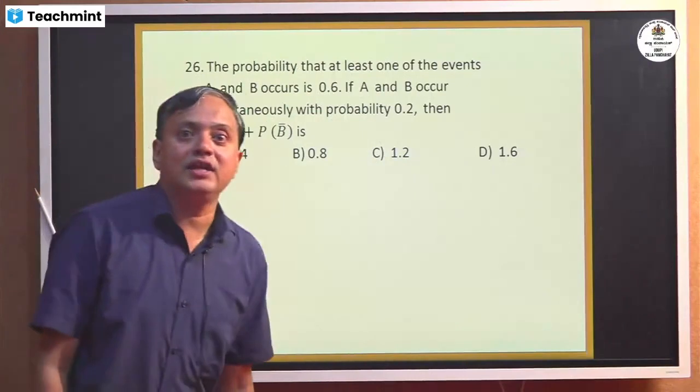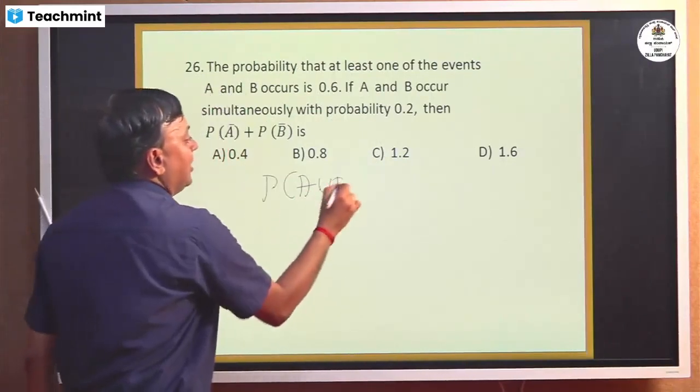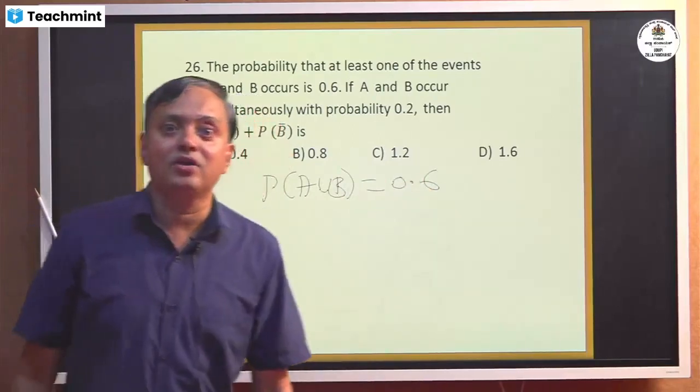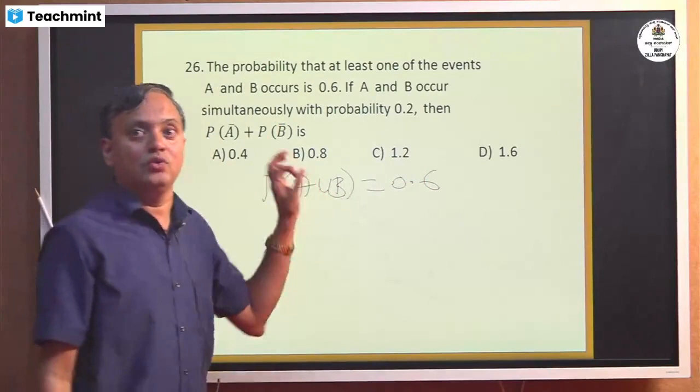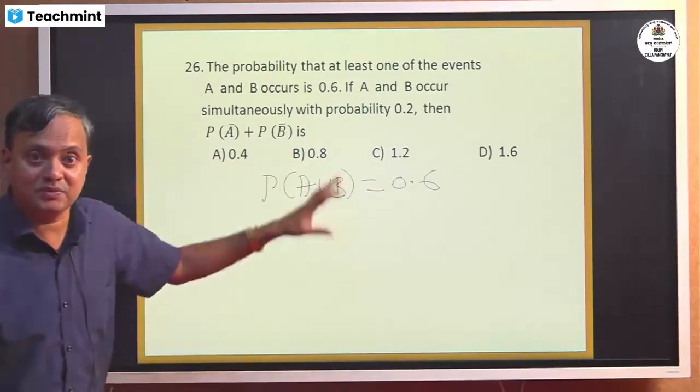Probability of at least one of the events means probability of A union B. What is probability of A union B? 0.6. If A and B occur simultaneously, look, here it is clear: one of the events occurring means union, and simultaneous occurrence means both, the intersection.